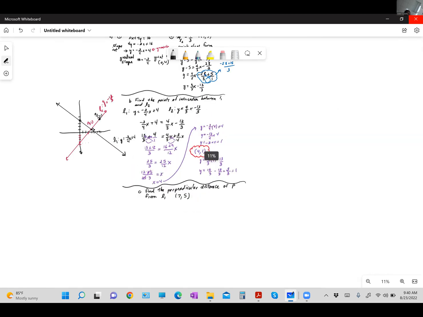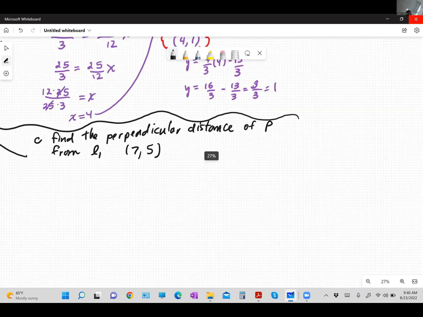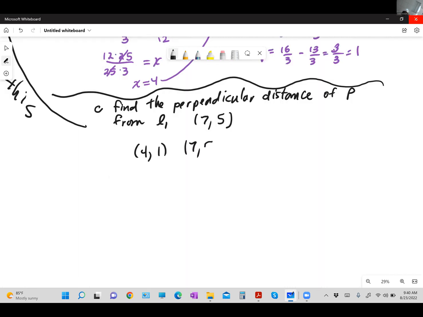So in other words, I'm going to make an arrow from here. See this. I'm going to make an arrow there, and I said, find the perpendicular to P. So you're just basically going to go (4, 1), (7, 5). You're going to find the distance between those two.